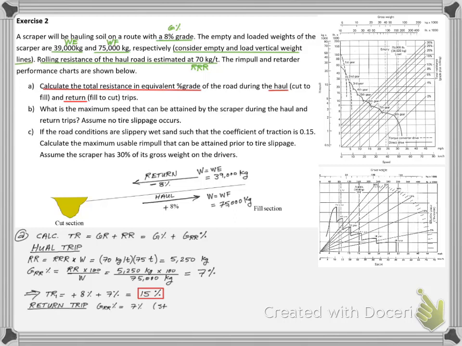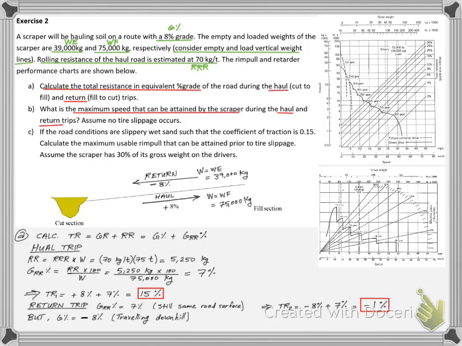The return trip total resistance is the same process, but we deal with a negative grade resistance. So TR2 turns out to be negative 1%. So for the whole trip analysis, we will require using the Rempel chart, but we will use the retarder chart to analyze the return trip due to its negative total resistance.